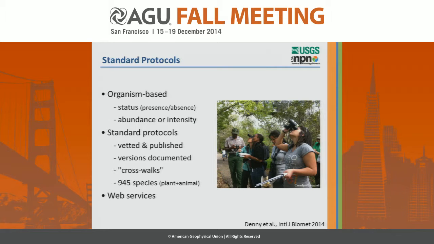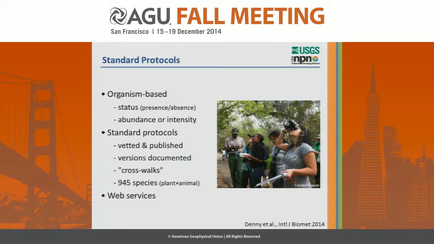So we've published all that in the form of standardized protocols, broadly vetted, and then published in an international journal of biometeorology. Just recently, there's 74 different phenological functional types that are published. We're documenting the versions as things do change through time. We're developing crosswalks so that we can integrate our data back over to other networks. I'll talk about that more in a few minutes, such as BBCH in Europe.